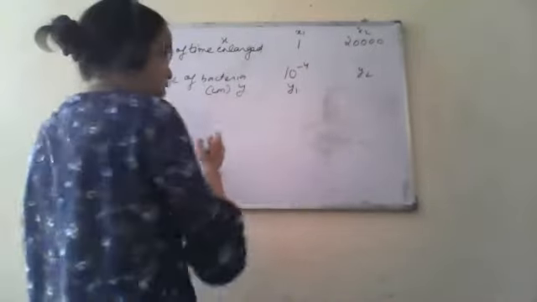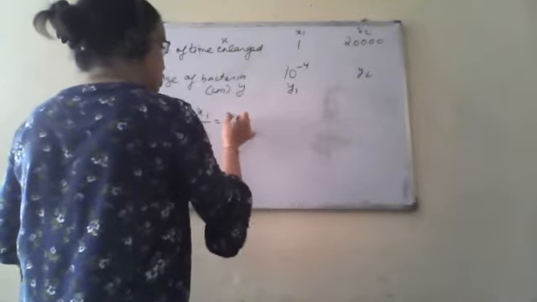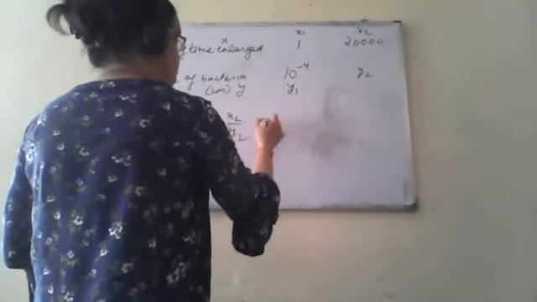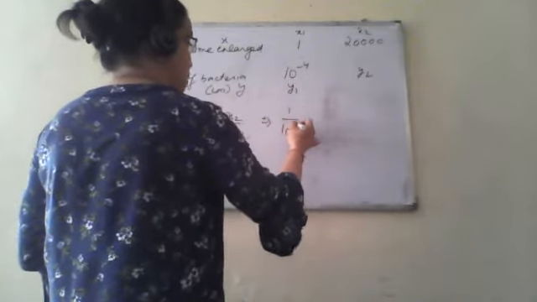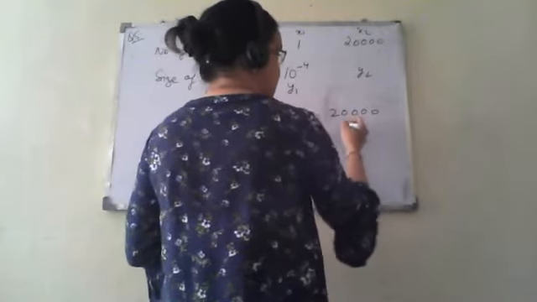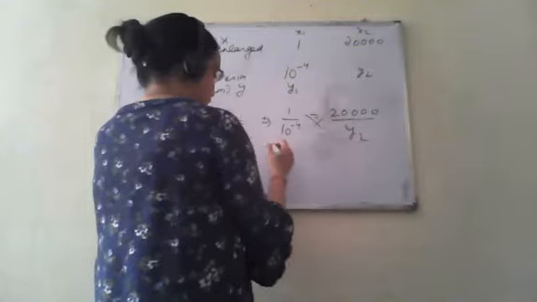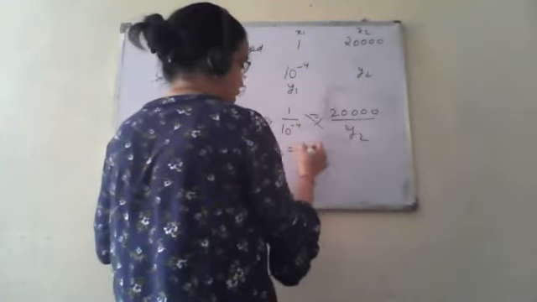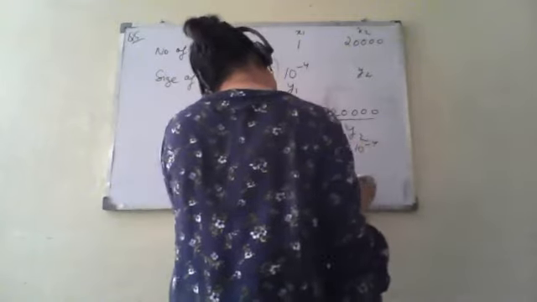So as per direct proportion, x1 upon y1 equals x2 upon y2. x1 we have 1 and y1 we have 10 to the power minus 4. This x2 is 20,000 and y2 we have to calculate. So by cross multiplication, y2 will become 20,000 into 10 to the power minus 4 centimeter.